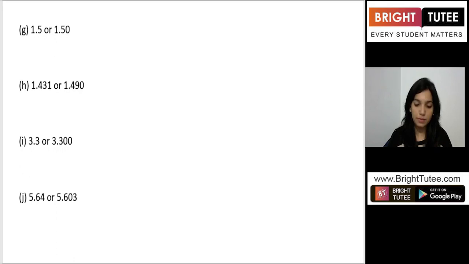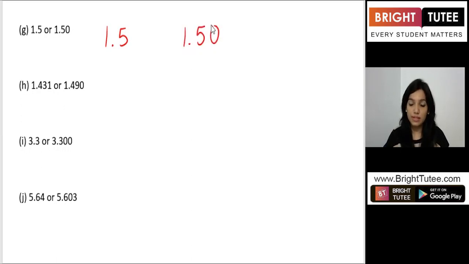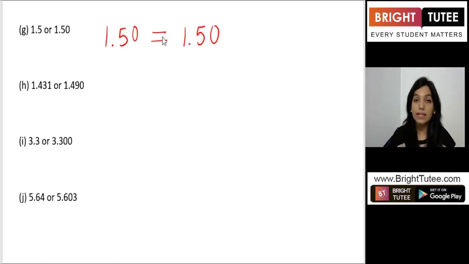Now moving ahead with some more questions. These are really simple questions. Just be a little careful and your answer will be absolutely right. Now here we have got 1.5 and here we have got 1.50. Now, what do you see? If we want, we can make this as 1.50 as well. Okay, so clearly both the numbers are equal. We don't have any number which is greater than the other one. As I told you, you can put the 0 after the decimal number, right? It won't change your number.